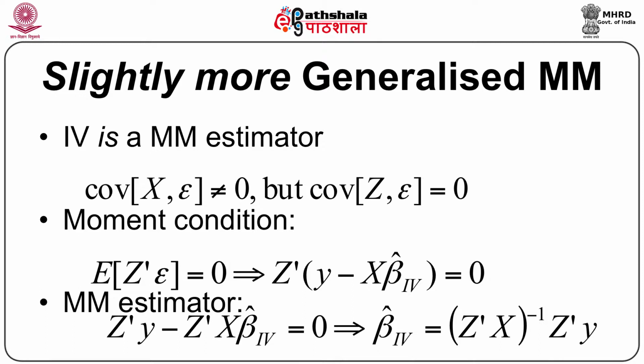Now in this case, you have assumed that the covariance between x and epsilon is equal to 0. But in reality, we may end up with the situation that the covariance between x and epsilon is not equal to 0.